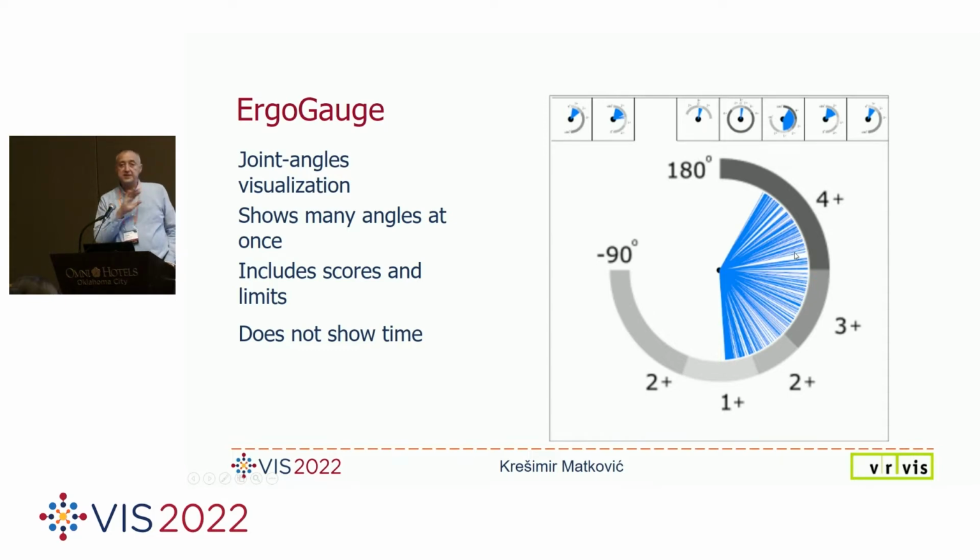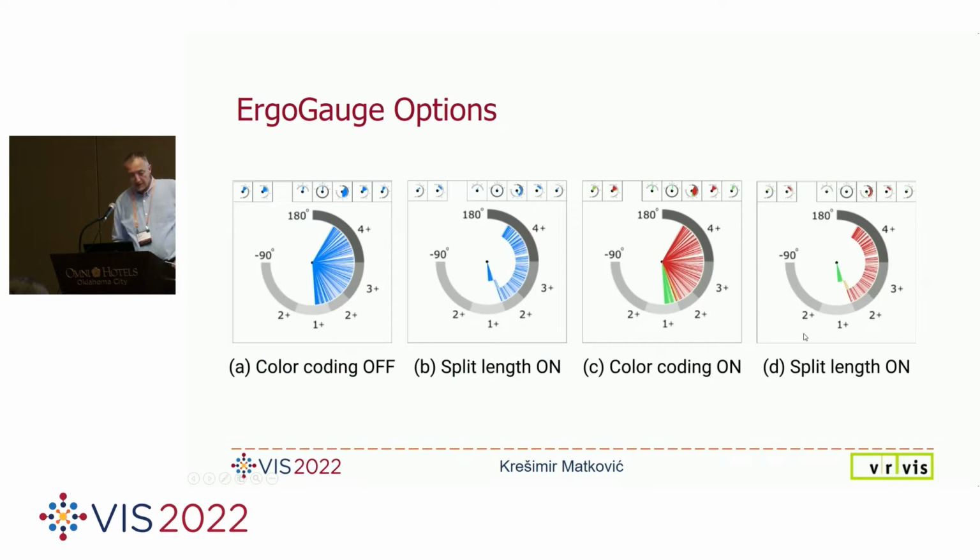Here, there is no notion of time. This is just all angles summed up. This is for one joint. And on the top row, we have several joints, and then they can see the values. And we can use different mappings. We can also show something like this, where the less critical angles don't go to the end, and the others are longer, and so on.